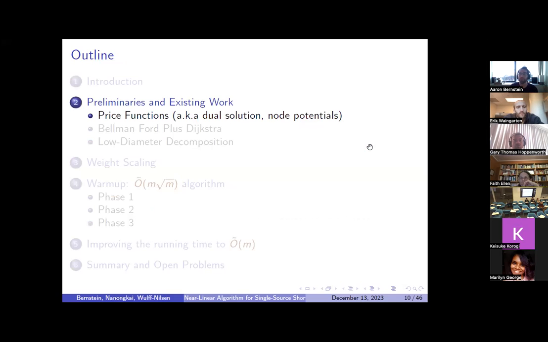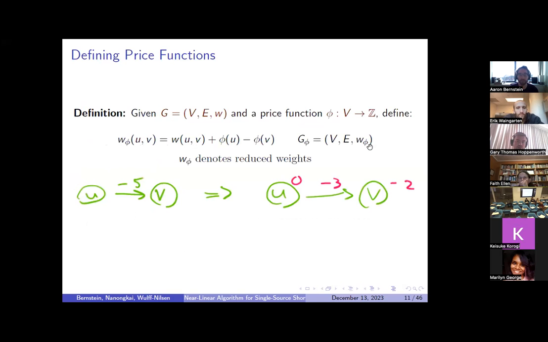Okay, so the first preliminary I want to talk about is price functions. This is something that I at least teach in undergrad algorithms, so probably all of you have seen it at some point, but it might have been a while. So I'll just very quickly go through them again. What are price functions? The idea is that given any graph, if you define any function on the vertices, any price function, then such a price function also defines new edge weights, where that new edge weight, which we call the reduced edge weight, is the original edge weight plus the price function of u minus the price function of v.